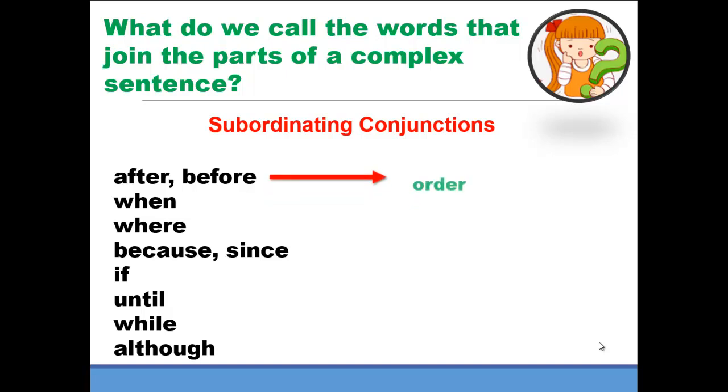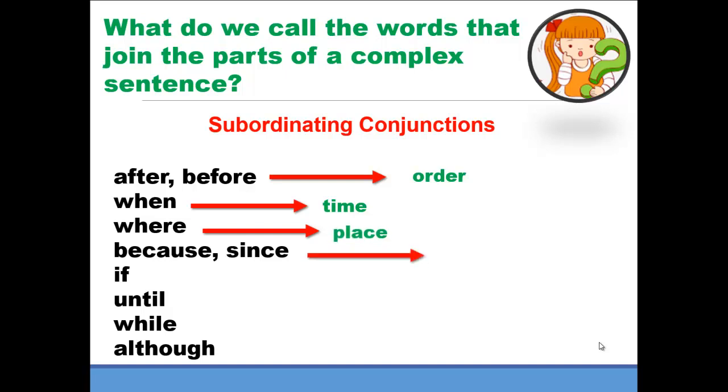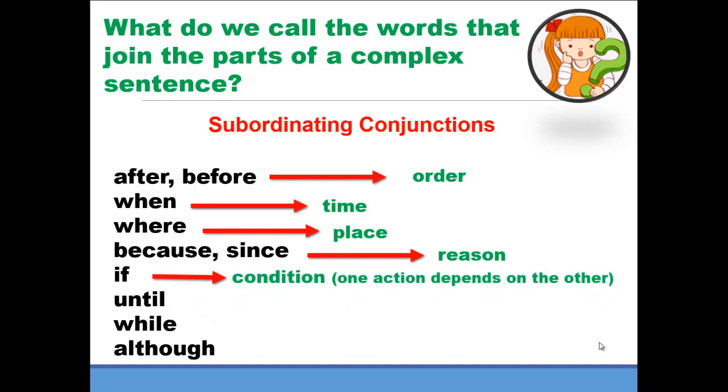After and before, they tell about the order of things, the order of the events. When, it tells about the time. Where, it tells about the place. Because, it tells the reason. And the conjunction since, it tells the reason. What is the meaning of the conjunction since? It means because. So because and since, both of them tell about the reason. If, it means condition. One action depends on the other. When we have two actions, and one of them depends on the other, we use the subordinating conjunction if.